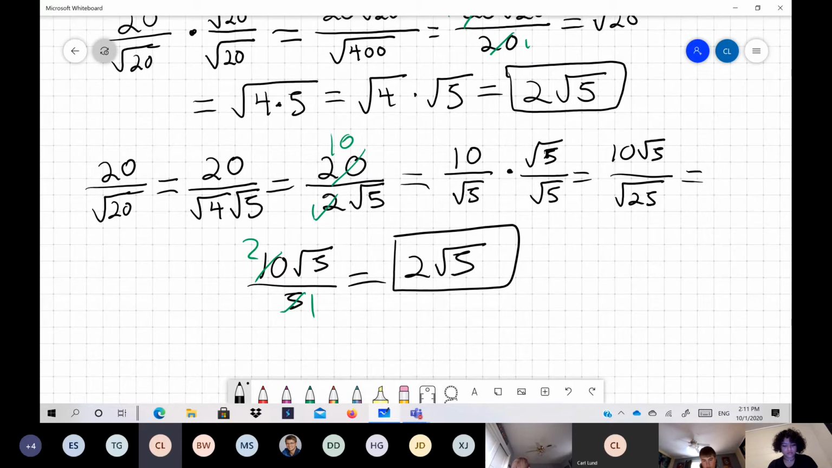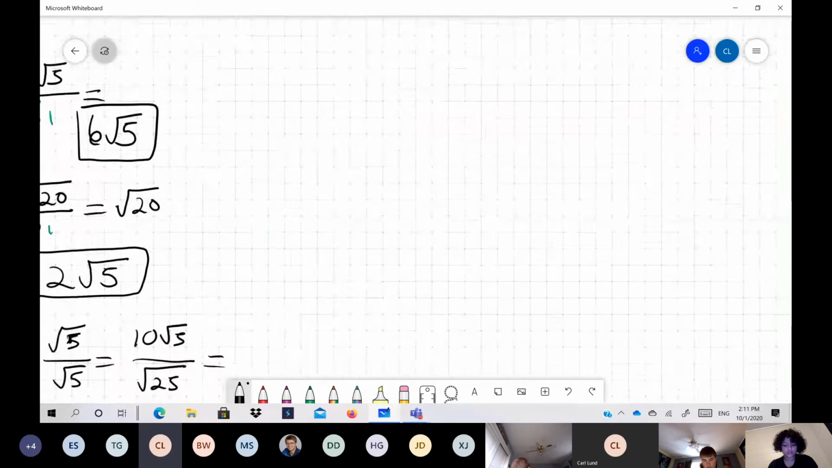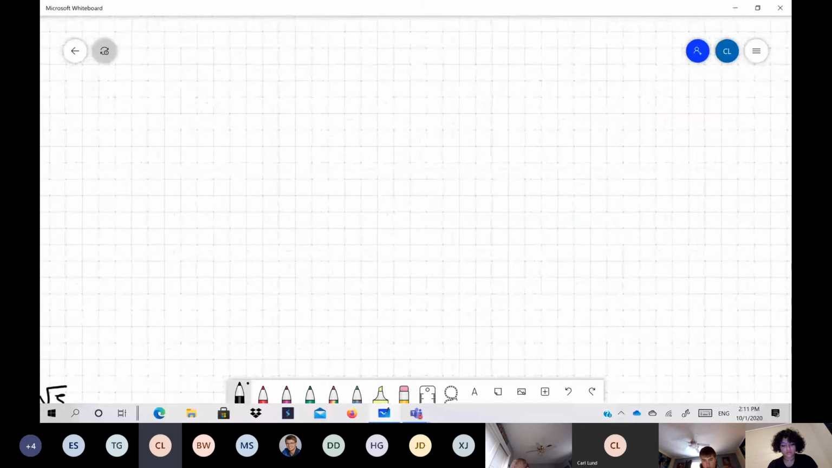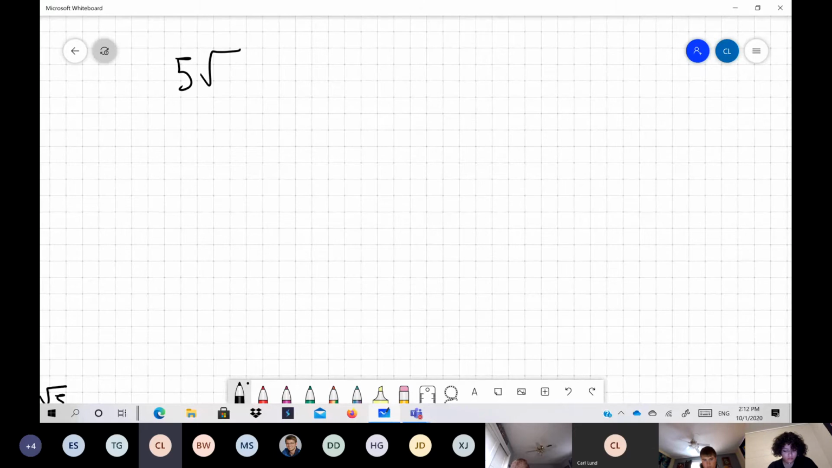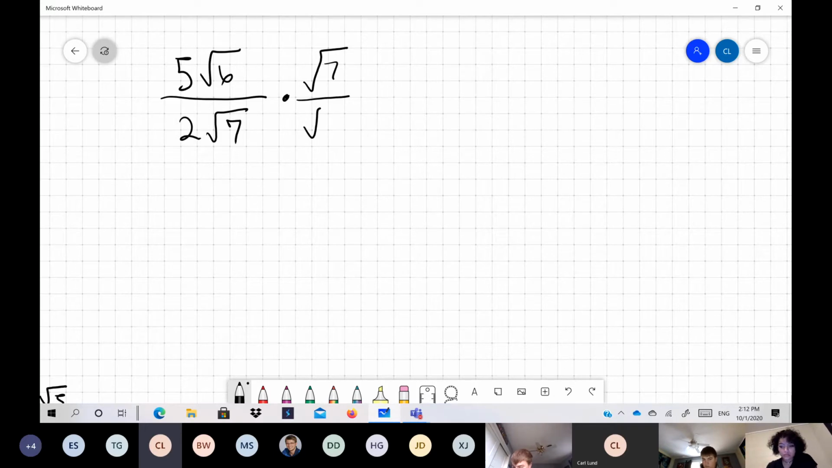Let's do another example. Again, I want to do kind of a trickier example sometimes. So let's do one that looks like, oh, I don't know, 5 square root of 6 over 2 square root of 7. Yeah, that'll work just fine. So what I want to do here is multiply both just by the square root of 7.